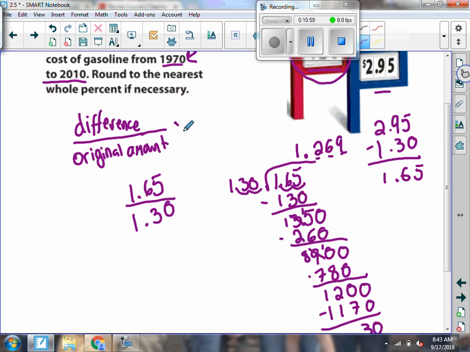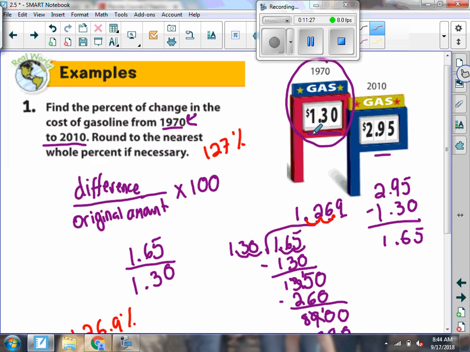Because now I'm going to multiply this by 100, which is the same thing as moving your decimal 2 places to the right. So now it's a percent. I have 126.9%. We need to round this to the nearest whole number. So how is that 9 going to affect the 6? It's going to make it go up. So this is going to be 127%. And did the price increase or decrease? It went from 130 to 295. That increased. So there's my answer. 127% increase.